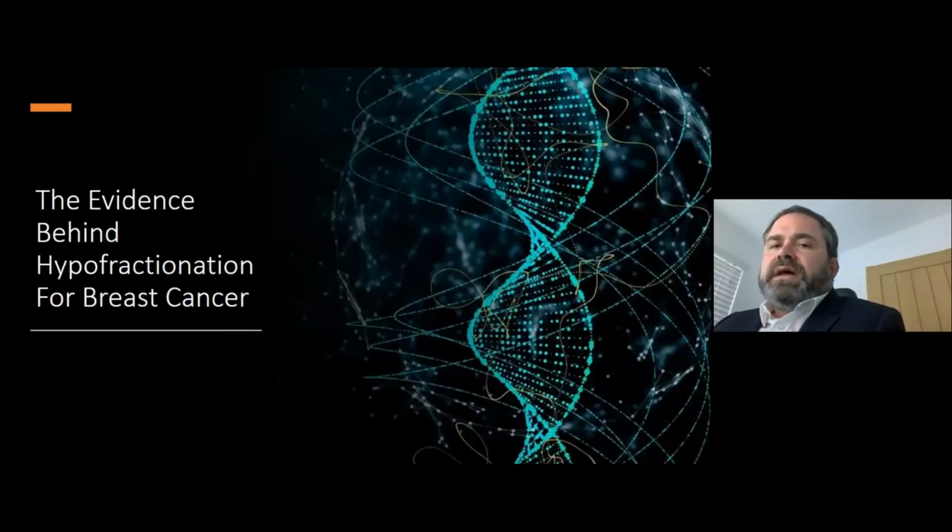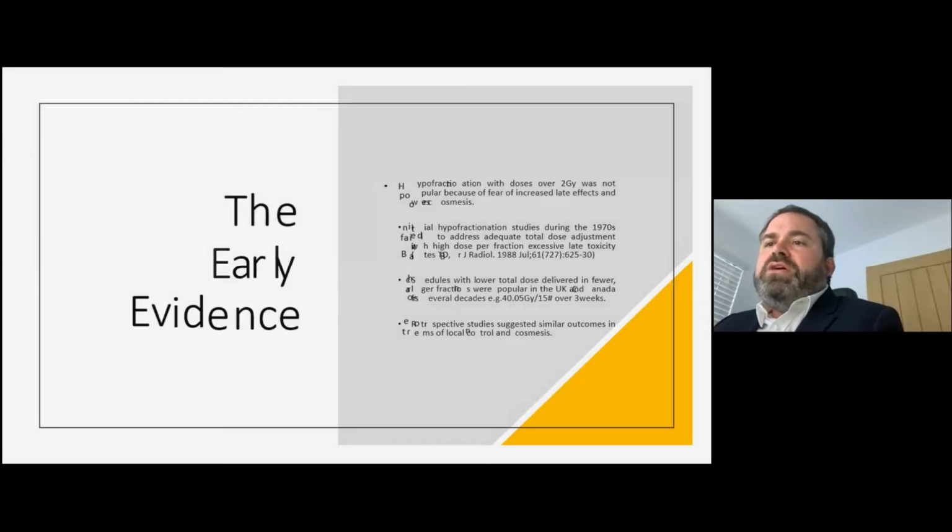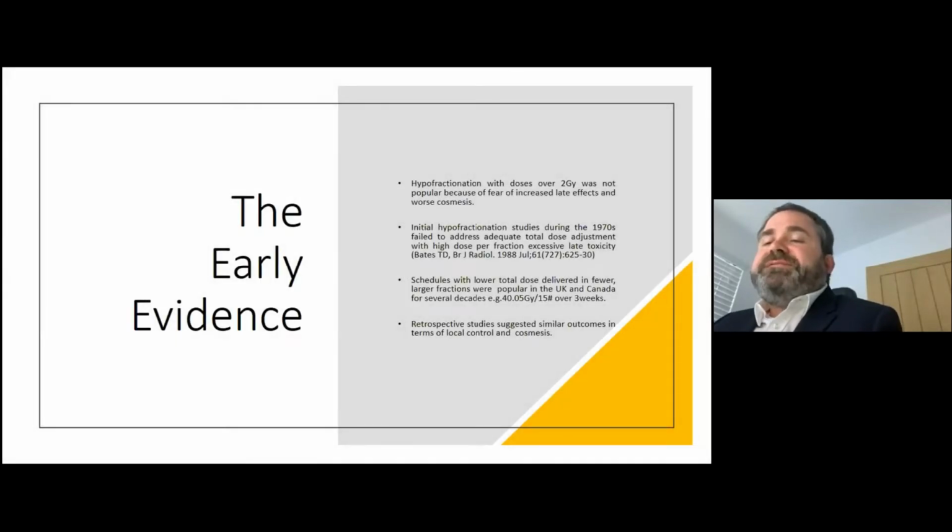So let's look at the evidence behind hypofractionation for breast cancer. Next slide. If we look at the early evidence, there was a fear of increased late effects and worse cosmesis if you increased your fraction sizes above 2 gray, which was the standard at the time. Initial early hypofractionation studies in the 1970s failed to address adequate dose adjustments with respect to high doses per fraction, and we saw excessive late toxicity. Schedules with lower total dose delivered in fewer fractions were popular then in the UK and Canada, and as we'll see from the studies, 40.05 gray in 15 fractions over 3 weeks reduced the number of visits for patients and seemed to result in equality in terms of oncologic outcomes and suitable cosmesis. If we go on to the next slide.